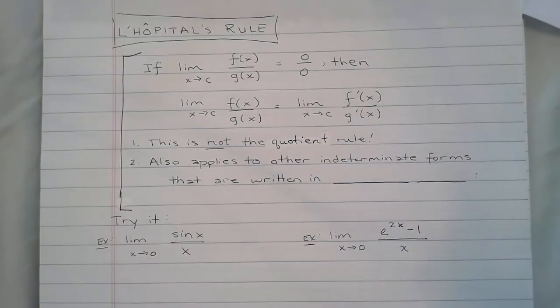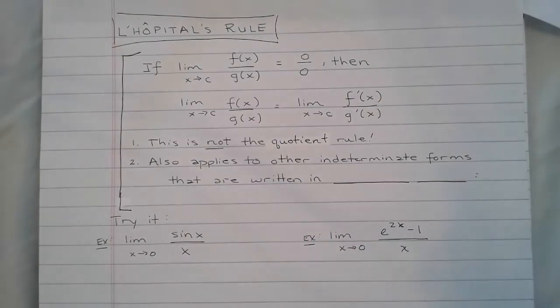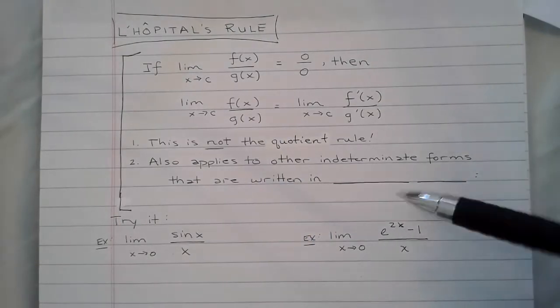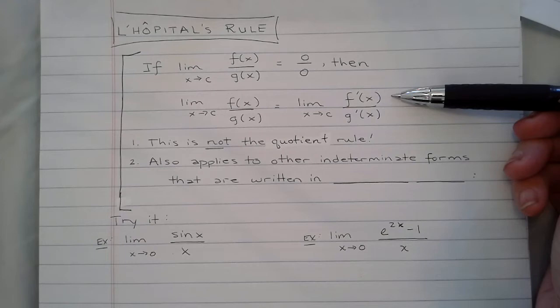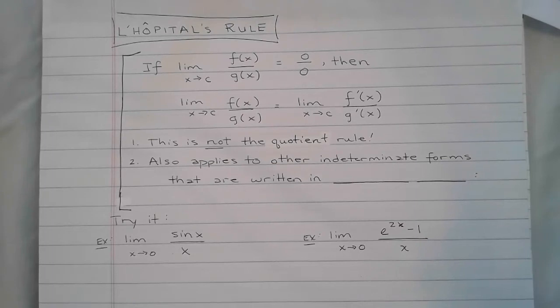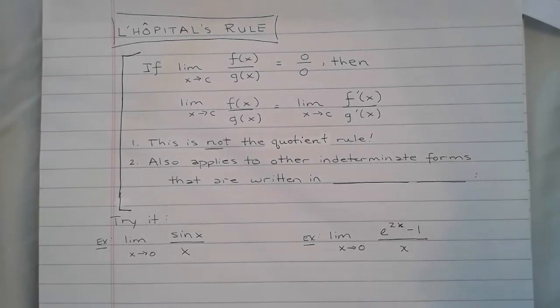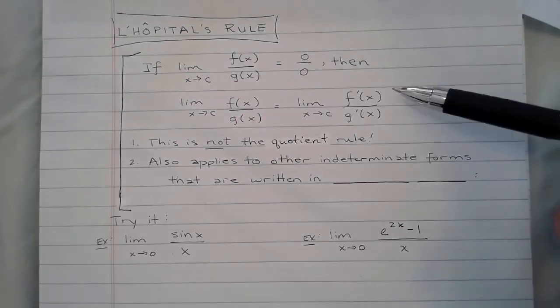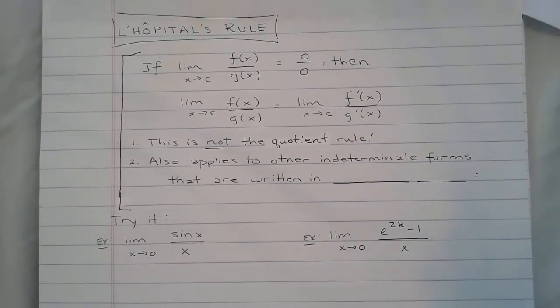Now, this is not the quotient rule. I didn't say low d high, d low, anything, right? All I did was take the derivative of the top, the numerator, and the derivative of the bottom, the denominator, and I could reapply the limit. Just like we did when we factored and reduced and tried direct substitution again, we'll just take a derivative and try direct substitution again.